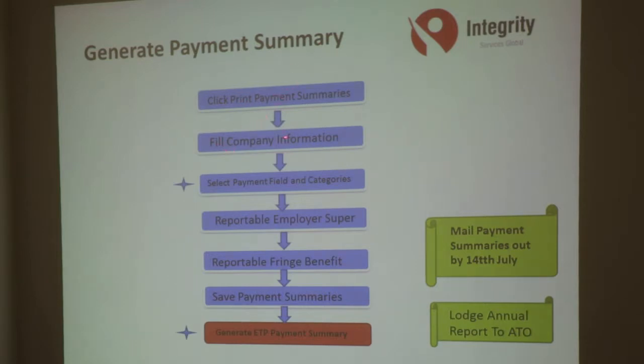The first step is to fill in company information. But if you already filled it last year, it is automatically filled for this year, so we don't need to worry about this part a lot. The second step is to select payment fields and categories. This is the main part we need to select.